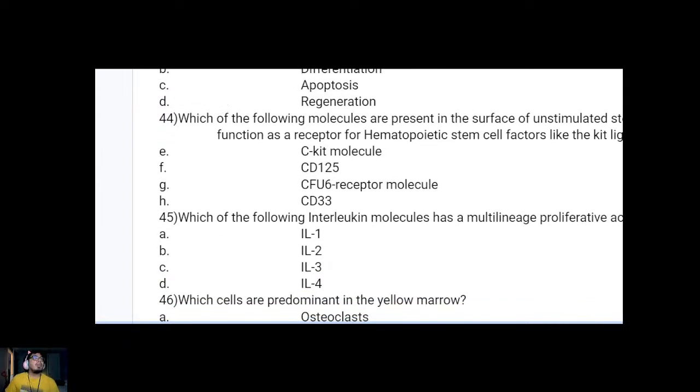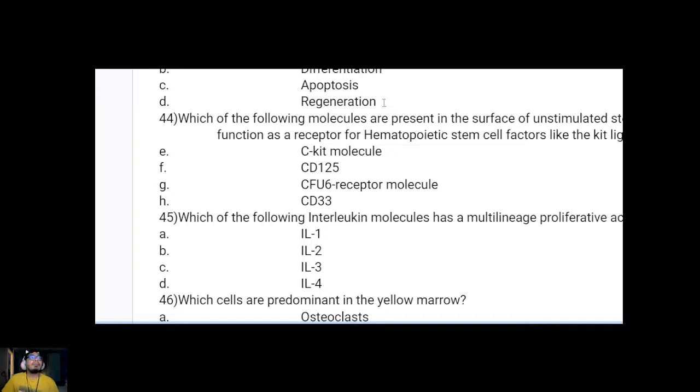Okay? Which of the following is not expected from stem cells? Hyperproliferation, differentiation, apoptosis, or regeneration. There are three fates, by the way. It can regenerate or differentiate, or it could die. So therefore, hyperproliferation means that there is what you call a malignancy. Okay? This is malignancy.